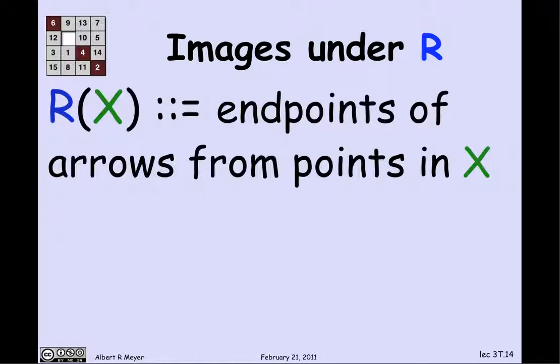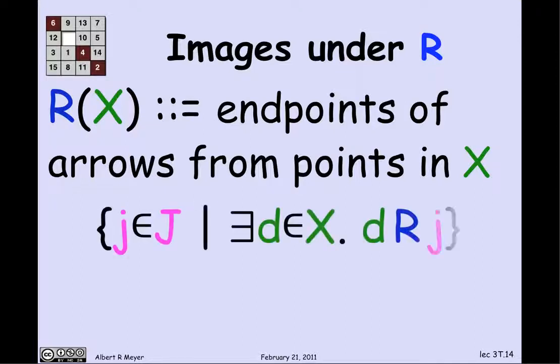So another way to understand this idea of the image of a set, R of X, is that X is a set of points in the set that you're starting with, called the domain. And R of X is going to be all of the endpoints in the other set, the codomain, that start at X. If I said that as a statement in formal logic or in set theory with logical notation, I would say that R of X is the set of J in subjects such that there is a D in X such that D R J.